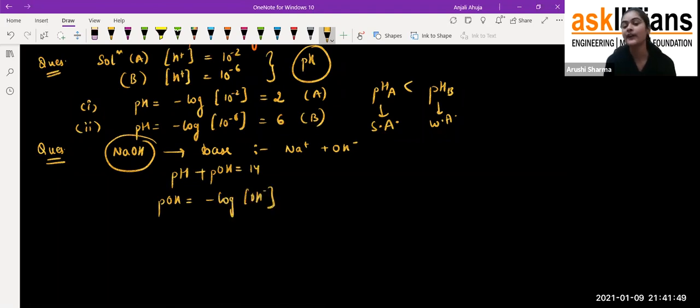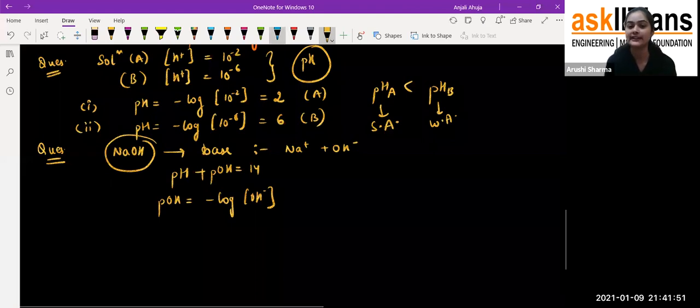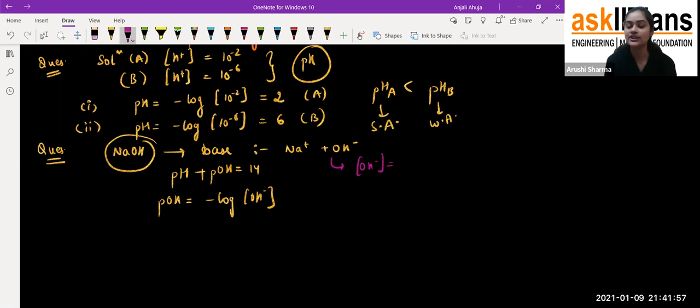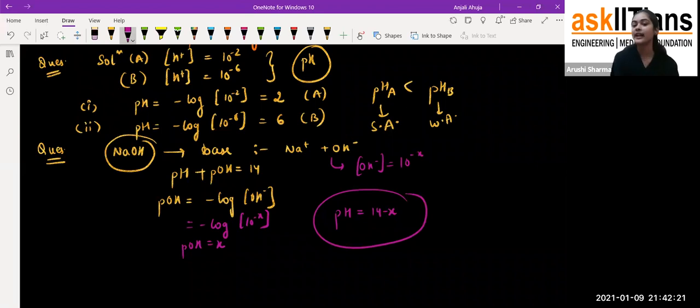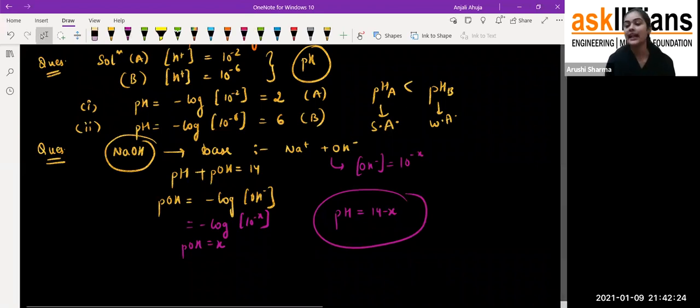And then how can you find out the pH for the base? For example, if the OH negative ion concentration in this condition is 10 raised to the power minus x, I'm taking just for your convenience. So it is minus log of 10 raised to the power minus x, so the pOH comes out to be x. And students, then what would be the pH? pH will be 14 minus x. So that's how we calculate the pH for the base. This is the basic calculation part which is required for your class.